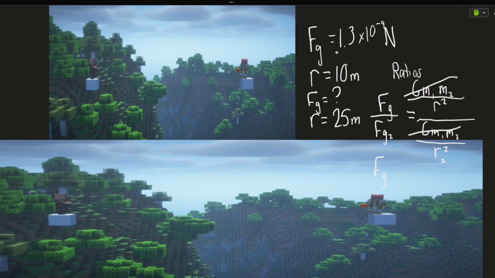Fg divided by Fg2, and that equals R squared 2, since we flipped the fraction, divided by R squared. So now we have 3 variables that we know, this one, and this one. We know these 3, and we need to figure out Fg2. So all we have to do is isolate Fg2. I'm going to write it at the bottom here.